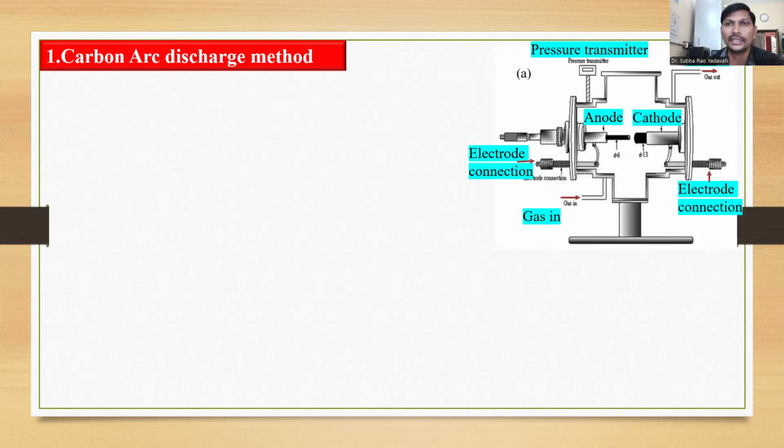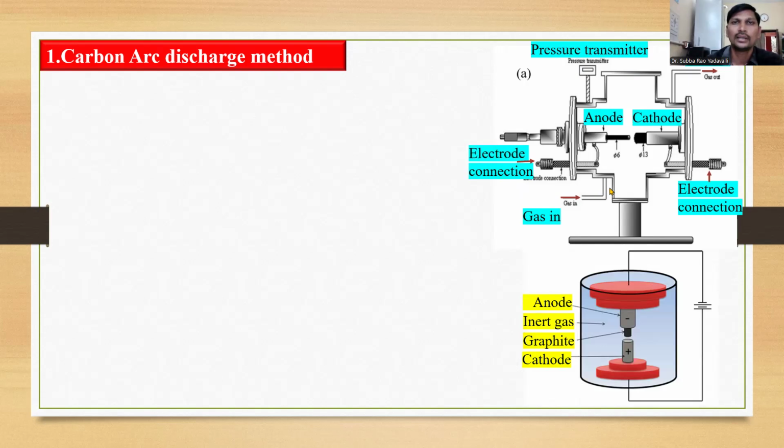This is the diagrammatic representation of carbon arc discharge method. It consists of a pressure transmitter, which controls the pressure inside the chamber. And here are the electrode connections: one is connected to the anode and another one is connected to the cathode. To avoid chemical reactions during the process, we are passing an inert gas. This is the gas inlet and this is the gas outlet. This is the total construction of the carbon arc discharge method.